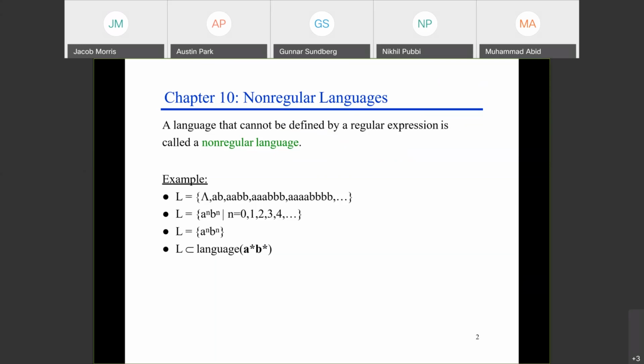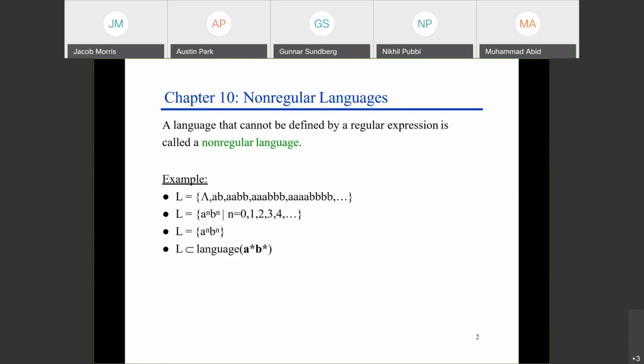So when we talk about the non-regular languages, a language that cannot be defined by a regular expression is called a non-regular language. So if you have a non-regular language, it is not possible to write a regular expression of that. If you have a non-regular language, there must be no FA possible for that, no TG for that, no NFA for that, no GTG for that. You cannot define these non-regular languages by any of those mathematical models.